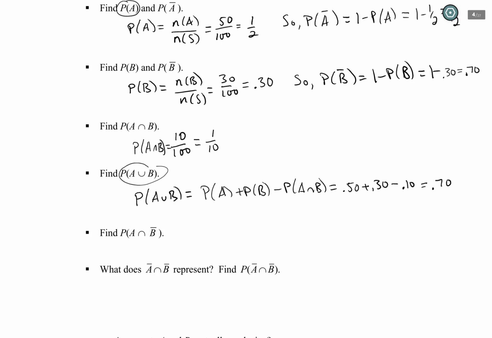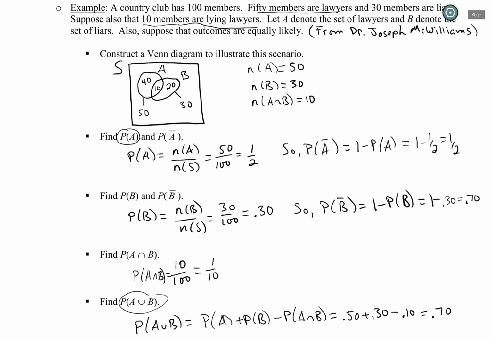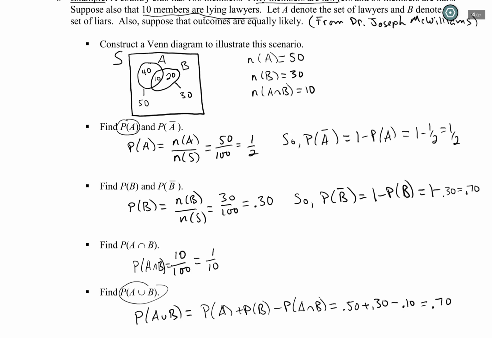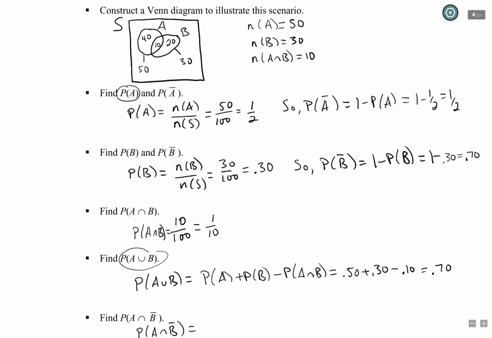The probability of A intersect B complement. What is this? If we think about what this is saying here, A is the event that the member is a lawyer, B is the event that the member's a liar, so B complement, the person is not a liar. So this is the probability that you would choose what? An honest lawyer. That's what that is. Okay, so if we look here at our Venn diagram, that should give us some insight into that. We want A intersect B complement. So that's the outcomes in A but not in B. Well, that's going to be the 40 here.